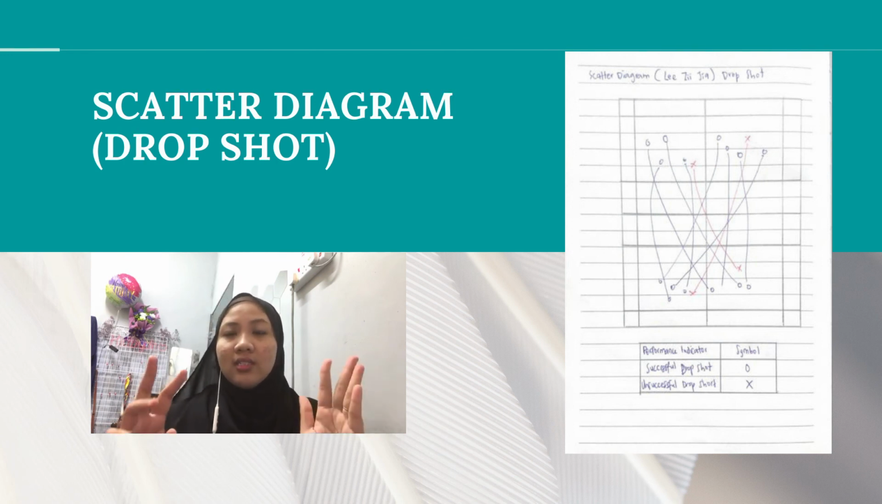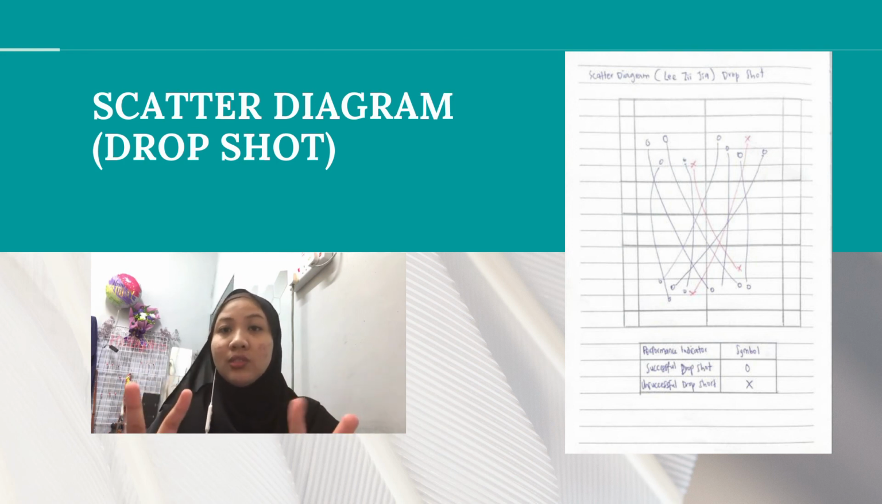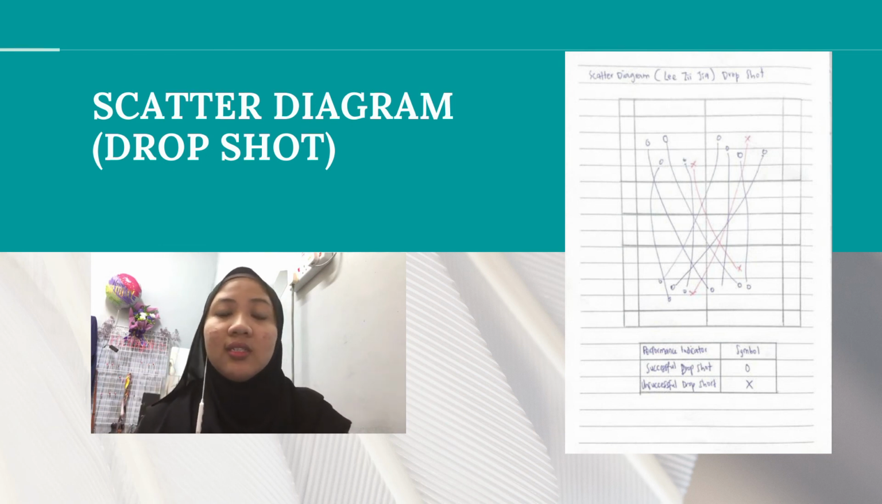So for the unsuccessful drop shot, which is 2, the one unsuccessful was at the left side of the opponent, and the other unsuccessful was at the right side of the opponent.